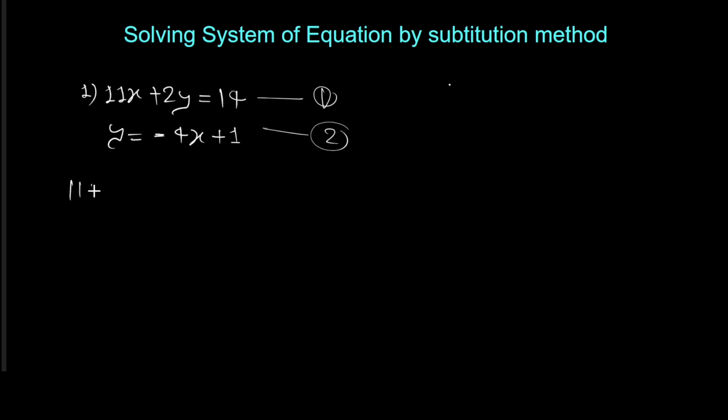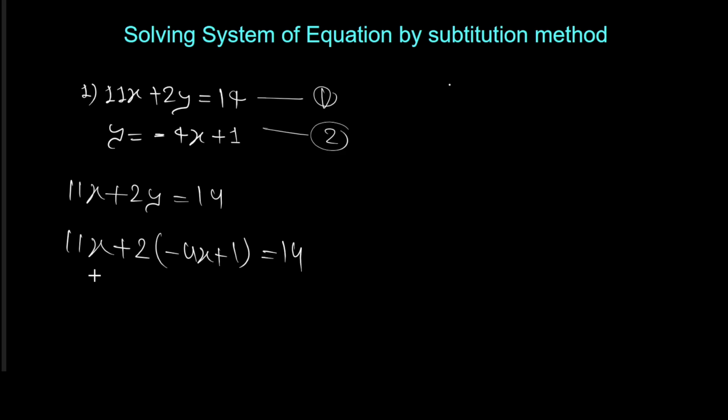So we have 11x plus 2y equals 14. 11x plus 2 times y, which means negative 4x plus 1, equals 14. So 11x plus 2 times negative 4x gives us negative 8x, and 2 times 1 gives us plus 2, equals 14. So here these are like terms, so let's combine them. 11x minus 8x gives us 3x plus 2 equals 14.